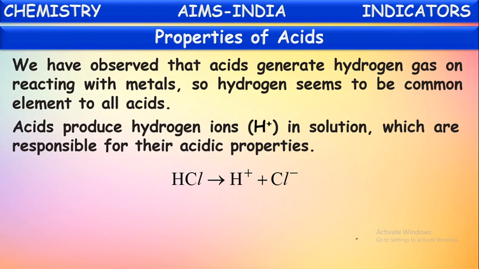See here, HCl on dissolving into water, in aqueous solution, hydrochloric acid ionizes, or splits, or separates into H plus ions and Cl minus ions. So the acid liberates these H plus ions, and these H plus ions are responsible for the acidic properties.